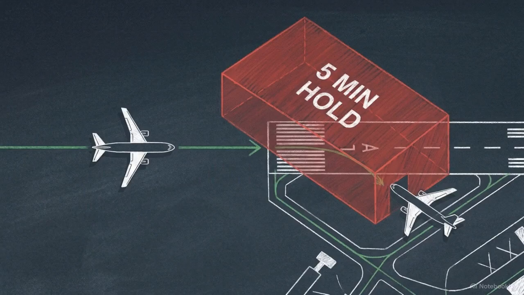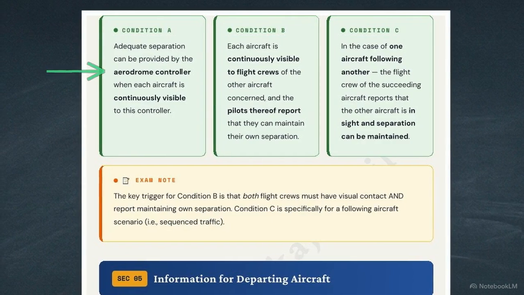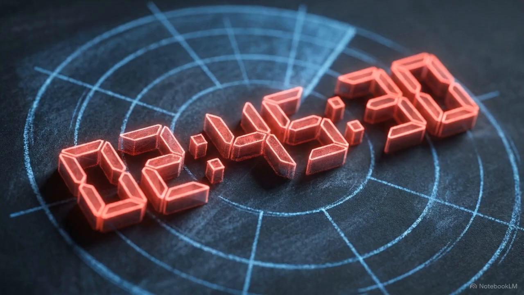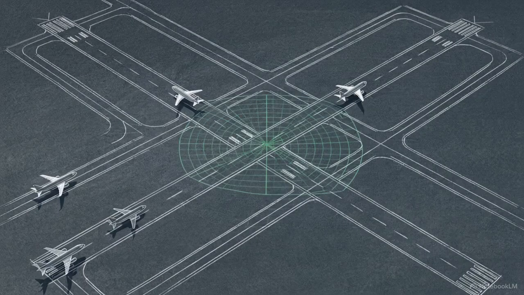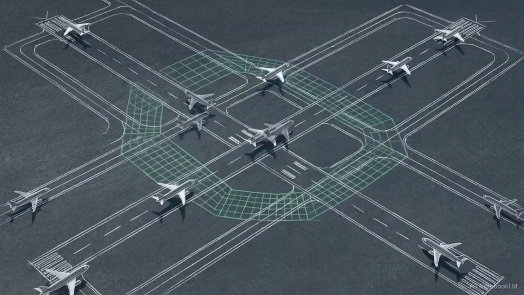These panels show when separation minima in the vicinity of an aerodrome can be reduced. It requires either the aerodrome controller to have continuous visual contact with both aircraft, or for the flight crews to establish visual contact with each other and confirm they can maintain their own separation. The terminal approach area operates on a ruthless countdown timer. The inbound trajectory of an arriving aircraft strictly dictates the departing aircraft's legal window, down to the exact minute.